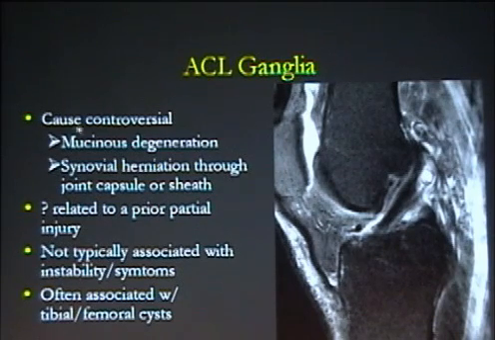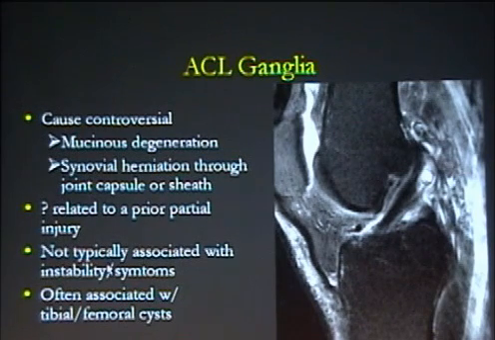Ganglia in the ACL are somewhat controversial. People argue about the causes, whether it's due to mucinous degeneration or possibly synovial herniation through the joint capsule or sheath into the ACL. Some people think that they're related to prior partial injury, like a prior partial tear, but it is a little bit controversial, and I don't think any one of these is necessarily the right answer, or I can't tell you, at least at this point, what the right answer is.